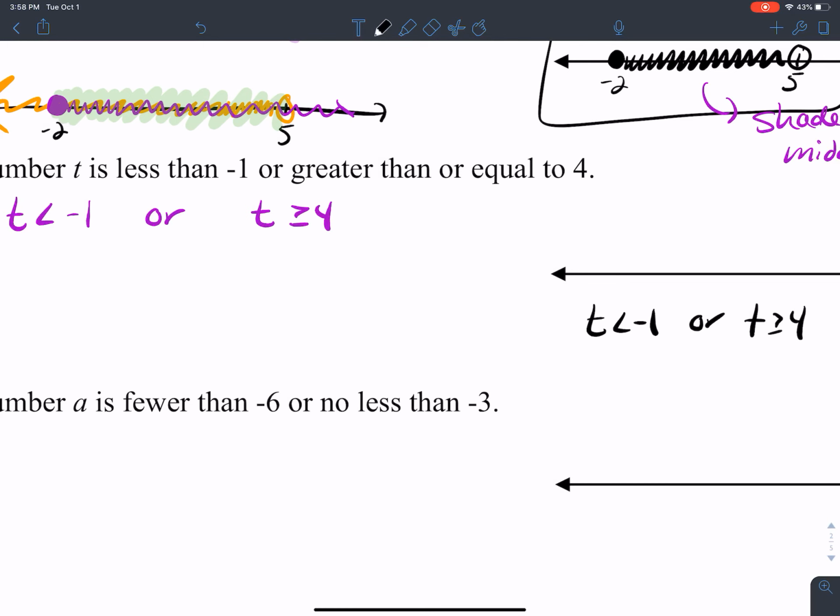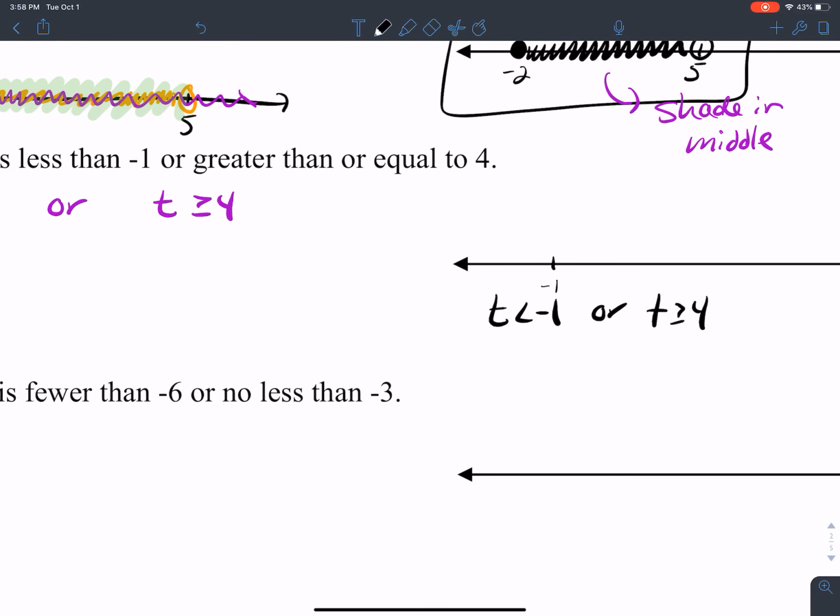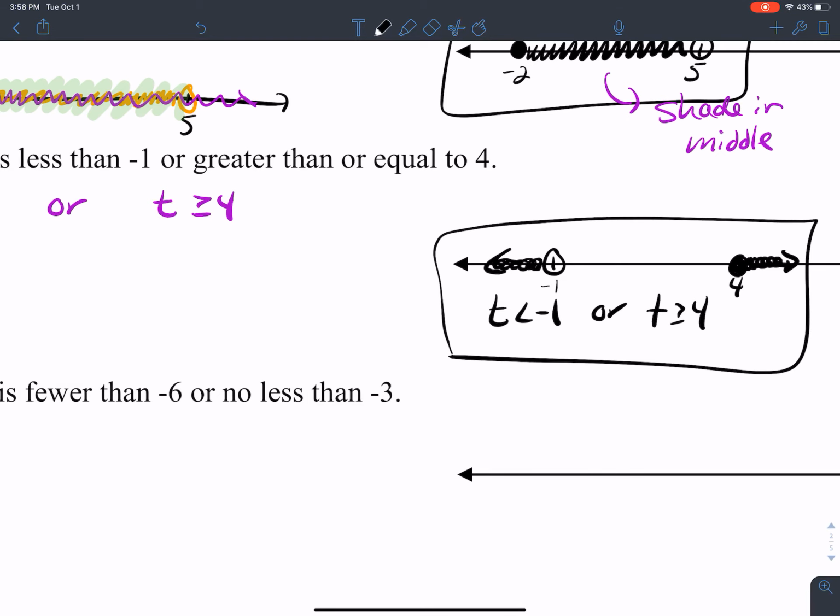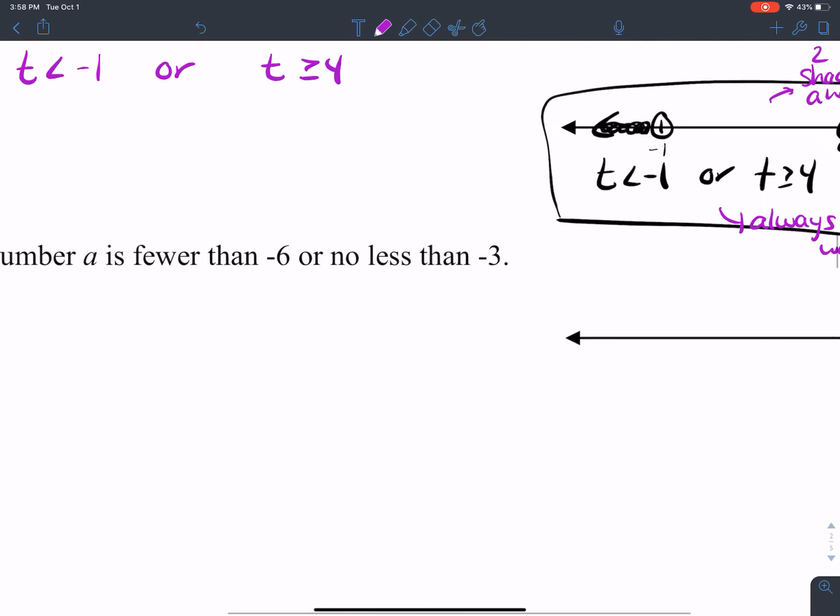So I'm going to put an open circle at -1, and I want to shade all the t's that are less than that. I put a closed circle at 4, and I want all the t's that are bigger than that. So this would be our final answer. And again, we're checking things like always written with or, and then the shading, there are 2 shaded areas.